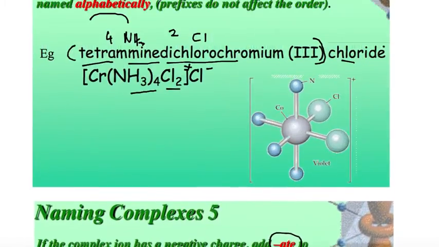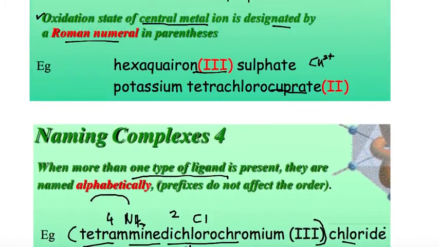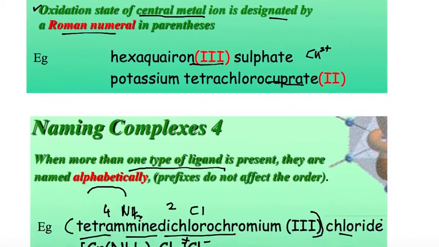We do not do that if it does not have one. So in this case, you can see it has a positive charge. So the term chromium remains chromium. If it has a negative charge, then chromium would become chromate. Clear? Okay, moving on.